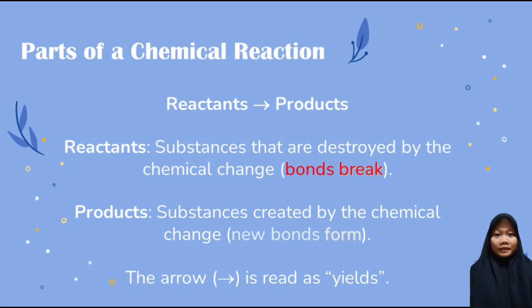Parts of a chemical reaction: reactants yield products. Reactants are substances that are destroyed by the chemical change, or whose bonds break. And the products are substances created by the chemical change, or newly born. And the arrow is read as yields.